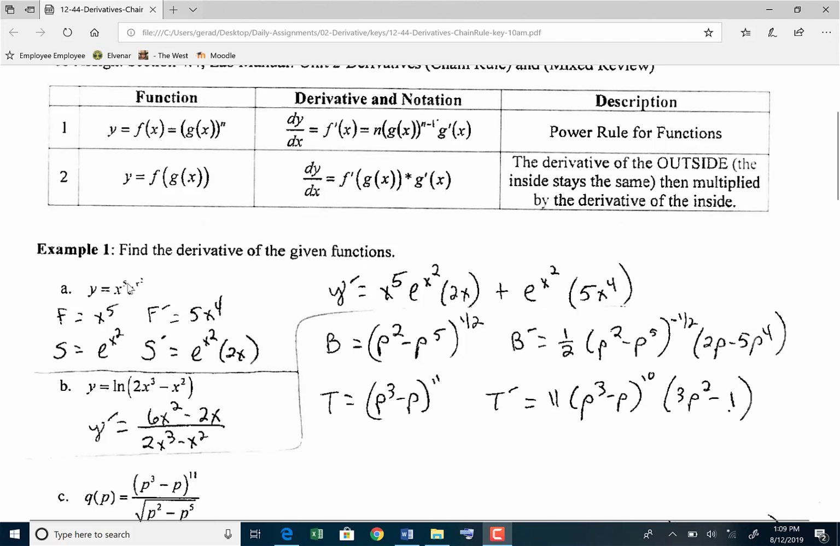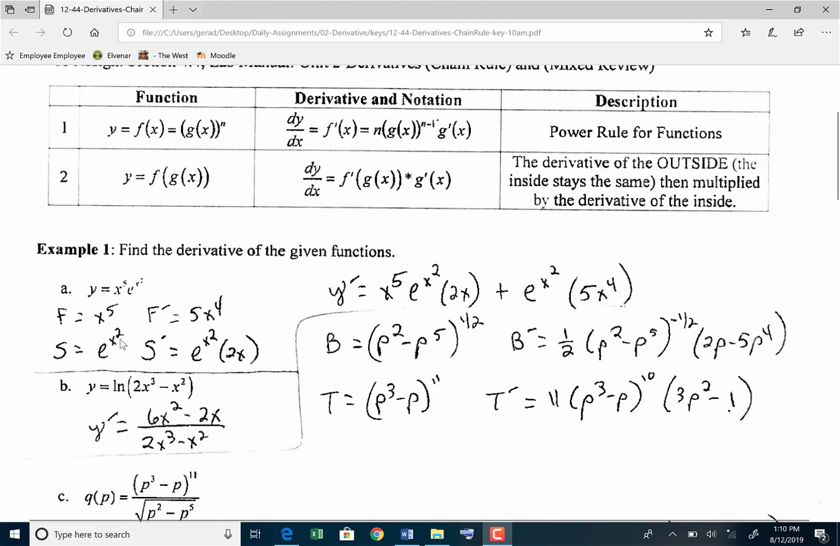We've got x to the fifth times e raised to the power of x squared. So product rule, first and second. First one, x to the fifth, its derivative, 5x to the fourth. Second one, this is where we're going to use the chain rule. So e to the power of x squared, its derivative, so the derivative of the outside is the exponential part. What's the derivative of the exponential? It stays the same. So e to the x squared, nothing changes. Multiplied by the derivative of the exponent, which is the inside part.